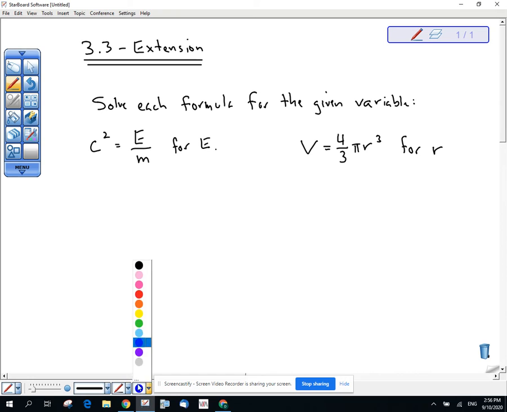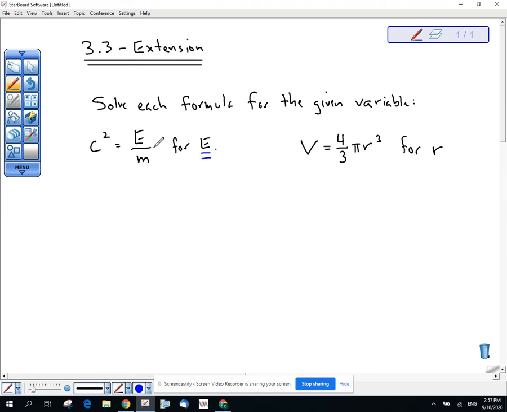So anyway, let's do this. It says solve each formula for the given variable. So the given variable is this. It's saying solve this formula for E. And again, you're still going to do the same thing as I've been saying, which is ask yourself what's happening to the variable and then undo things in reverse order. In this case, the only thing that's happening to the variable is it's being divided by m.